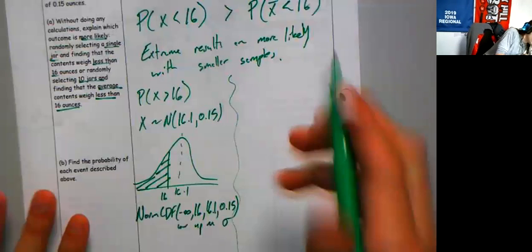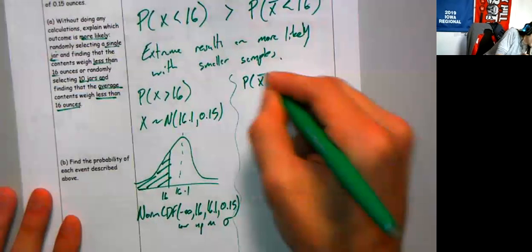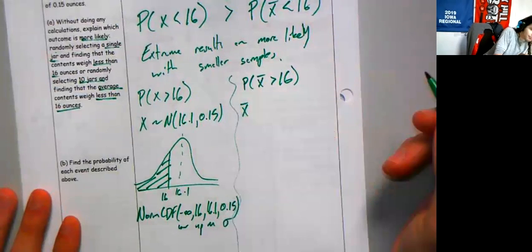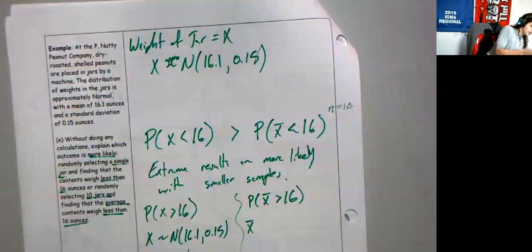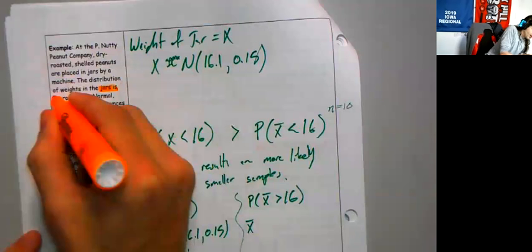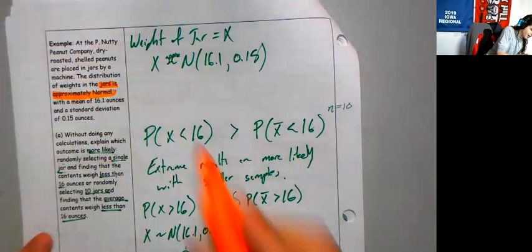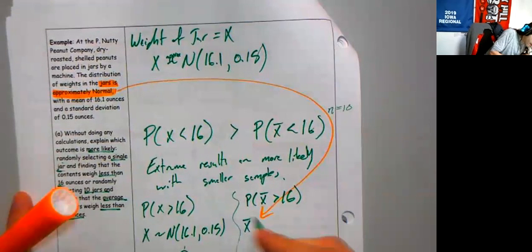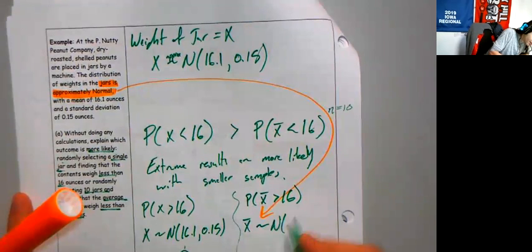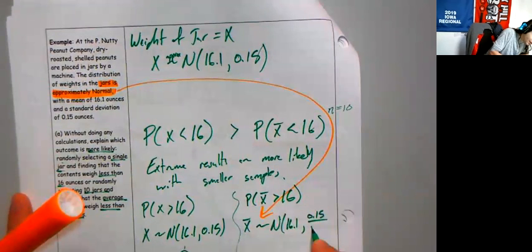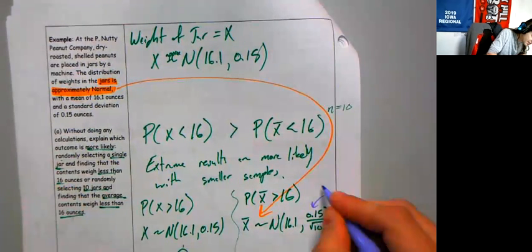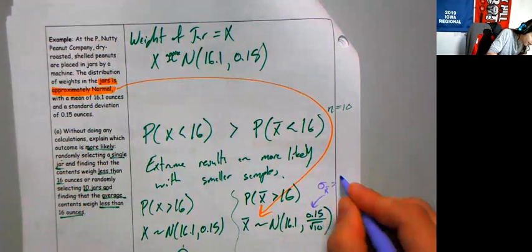On the right side, if we're going to find a probability involving X bar being less than 16, we need to establish the distribution of X bar, and we haven't yet. But luckily, we were told that the jar weight is approximately normal. And so if it is approximately normal, then we can also say that X bar is approximately normal. Mean is still going to be 16.1, but the standard deviation now is going to be 0.15 divided by radical 10. What is that? That's sigma of X bar equals sigma over radical n.